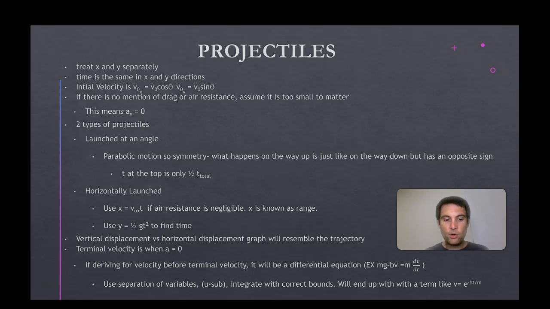To figure this out, we're going to use separation of variables, u-sub if that's your thing, or if it's appropriate. Then we'll integrate with the correct bounds. We're going to integrate the left side, and we're going to integrate the right side. And then we're going to end up with a term like equals negative bt over m in there somewhere. Just really depends on the situation, because you can start with any function.